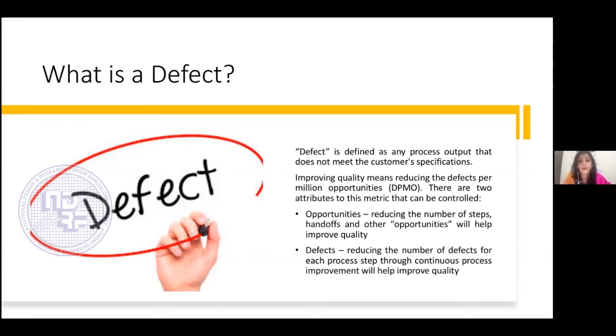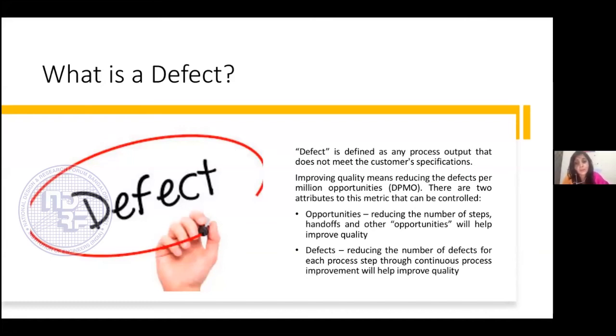Now here we are talking about defects. It's very important for us to know what a defect is. A defect is defined as any process output that does not meet the customer's specification. I say something and you deliver me something else, which is not acceptable, right? And then we also talk about defects per million opportunities when it comes to Six Sigma. There are two parameters in this statement: one is opportunities, the other is defects.